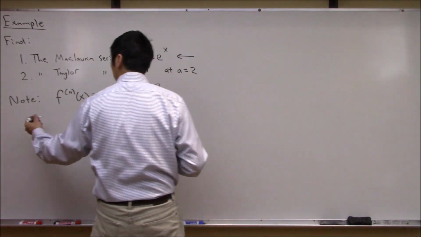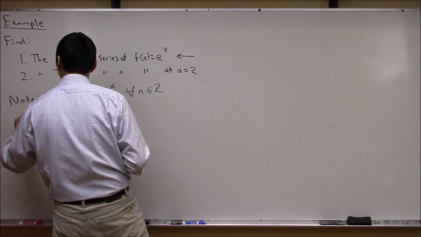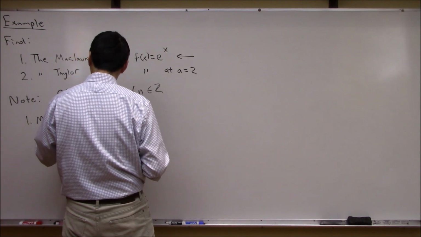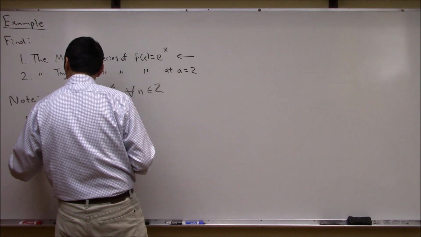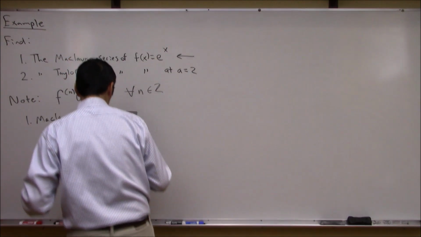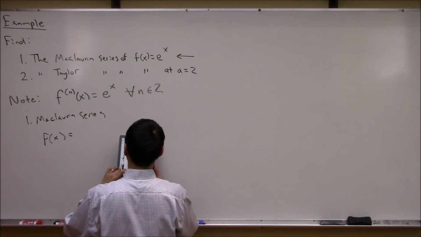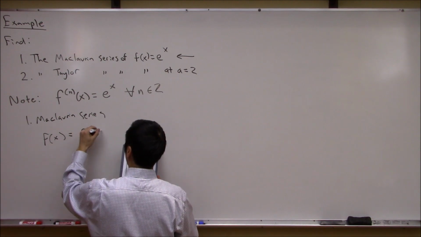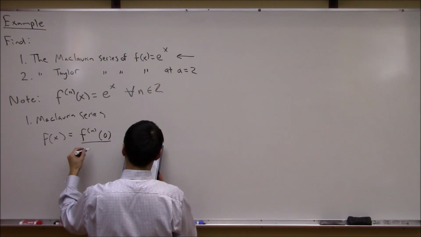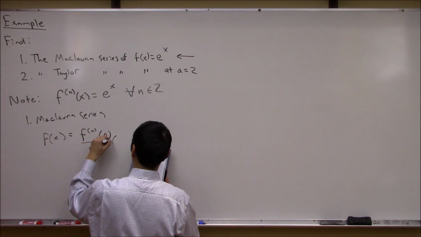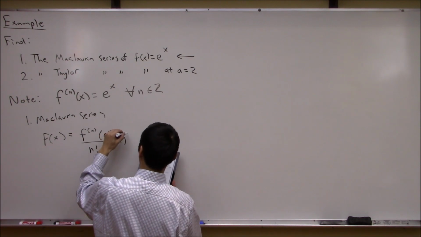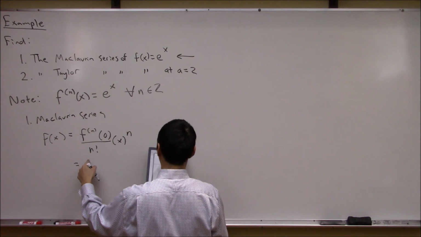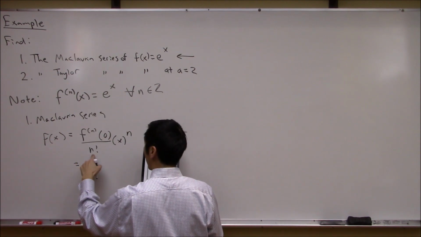So let's look at first the Maclaurin series. That said that f of x, like we said, is just going to be the sum of f to the n at 0 all over n factorial, times x to the n. So let's just write out a couple of these terms. Let's write out the n equals 0 term.